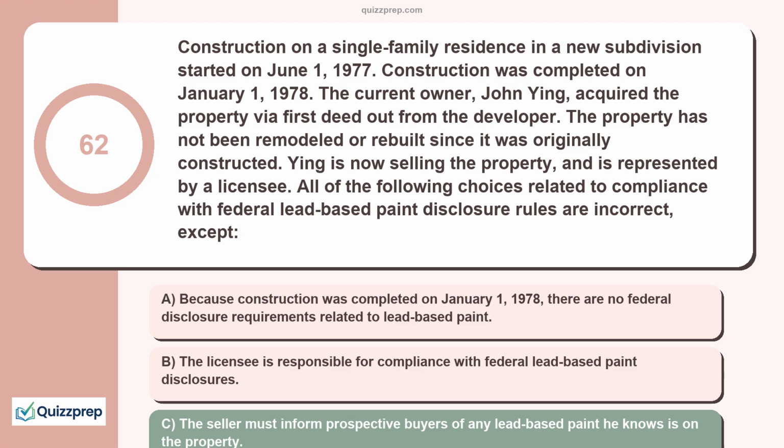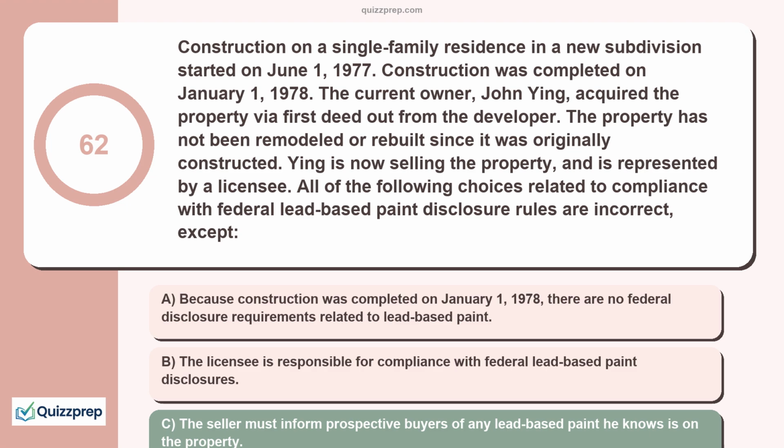If construction started on January 1, 1978, then the dwelling is not target housing, and the lead-based paint disclosure requirements do not apply. However, even if construction of the house commenced on or after January 1, 1978, a seller or landlord with actual knowledge of lead-based paint on the property is under a duty to disclose this to prospective purchasers and tenants. A is incorrect. Answer choice A misstates the rule.